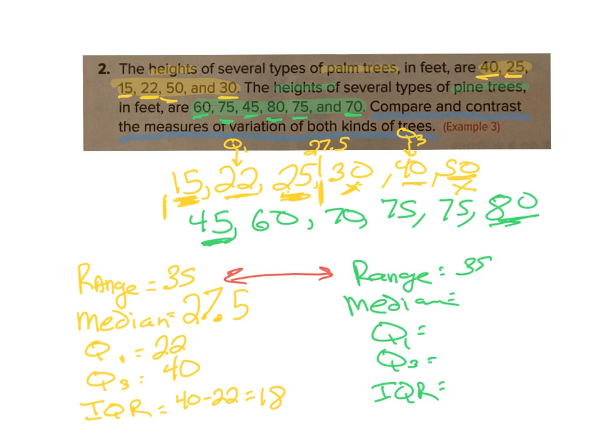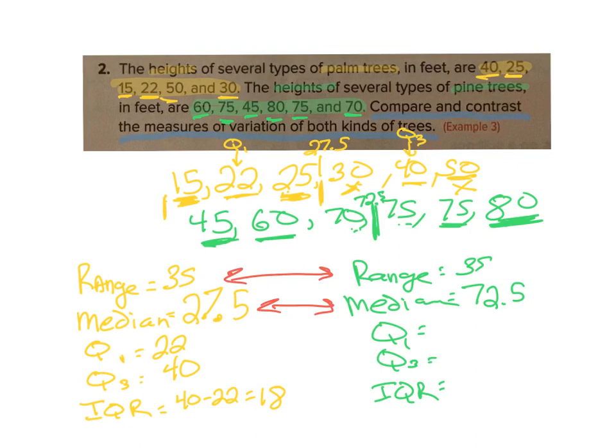So let's find the median of the pine trees. I take 1 off this end, 1 off here, 1 off this side, 1 off this side. Oh, and then I'm left with 2 in the middle. So I do 70 plus 75 divided by 2 equals 72.5. That's my exact middle, 72.5. Yeah, that median is a lot different. It appears to me that these pine trees are a lot taller.